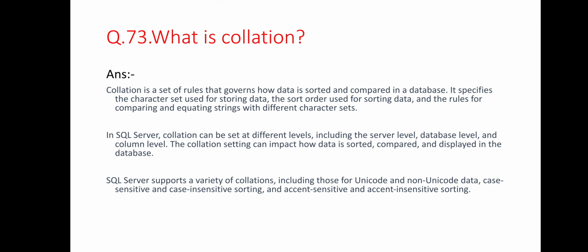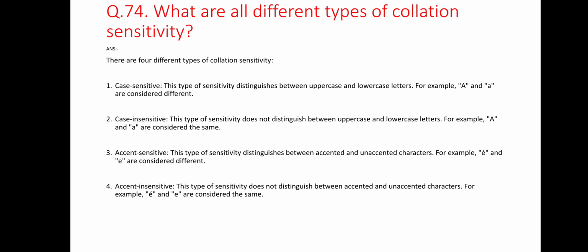In SQL Server, collation can be set at different levels, including the server level, database level, and column level. The collation setting can impact how data is sorted, compared, and displayed in the database. SQL Server supports a variety of collations, including those for Unicode and non-Unicode data, case-sensitive and case-insensitive sorting, and accent-sensitive and accent-insensitive sorting.